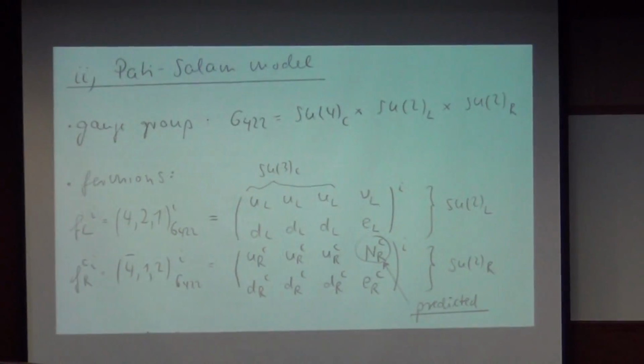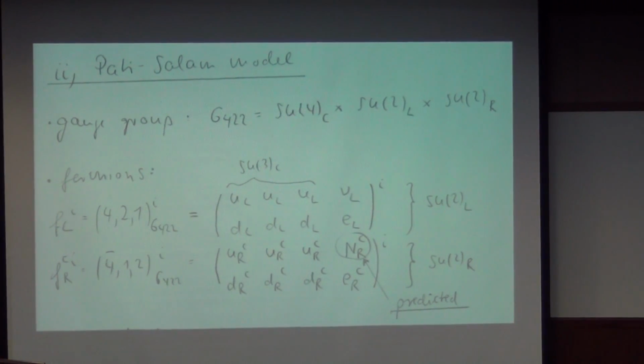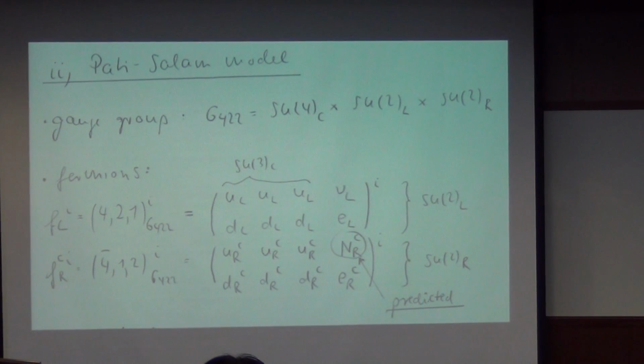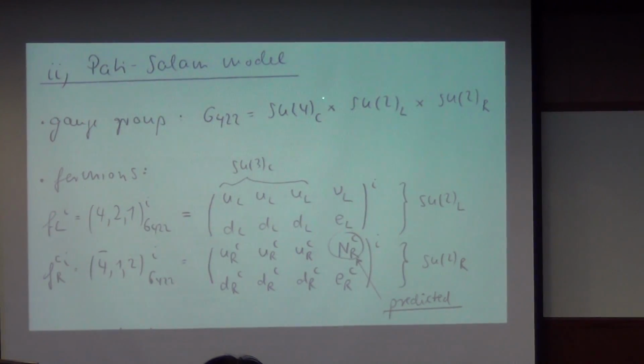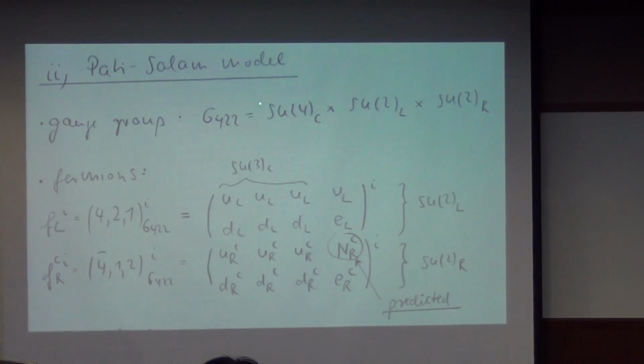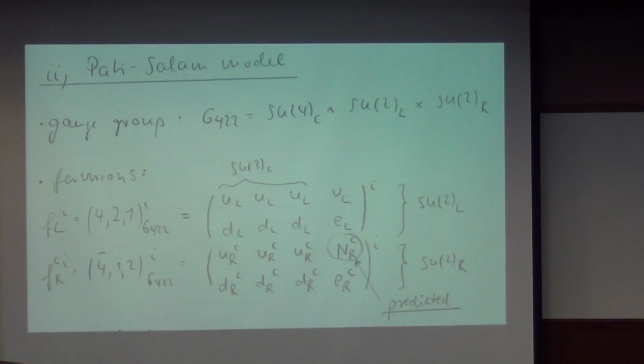Well, it has some very interesting features, and it's the next step towards SU(10). Okay, so what do we have here? We have this symmetry. We have an SU(4) color. So we are going basically from an SU(3) color to an SU(4) color. Okay? And then we have this SU(2). Again, we have left-right symmetry. We have an SU(2) left and an SU(2) right.